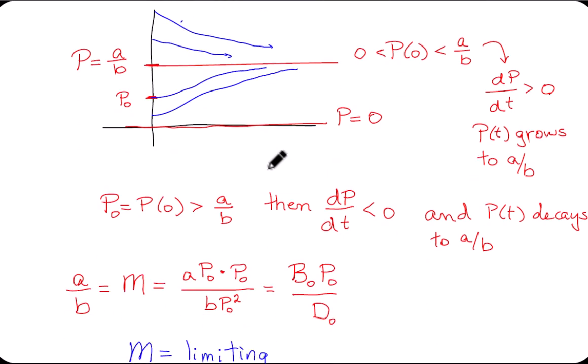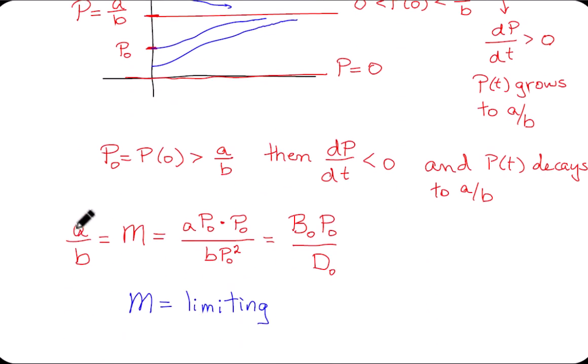All right, and so the trick here is just to look at A over B and realize, well, what do we have? If I take AP0 times P0 divided by BP0 squared, notice that is just A over B, but AP0 is the initial birth rate, and BP0 squared is what the initial death rate was. So just some manipulation with symbols.